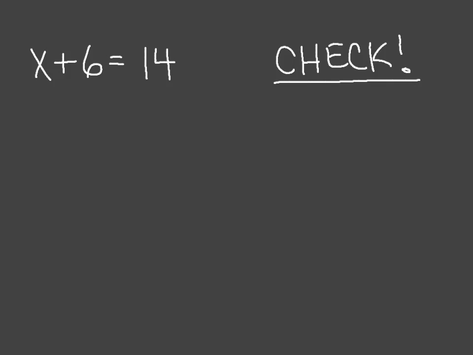Our goal when we solve an equation is to get the variable by itself. I want to know, what does x equal? So what I'm going to do is put a line down my equal sign, and I'm going to use inverse operations to help me isolate the variable, meaning get x by itself.